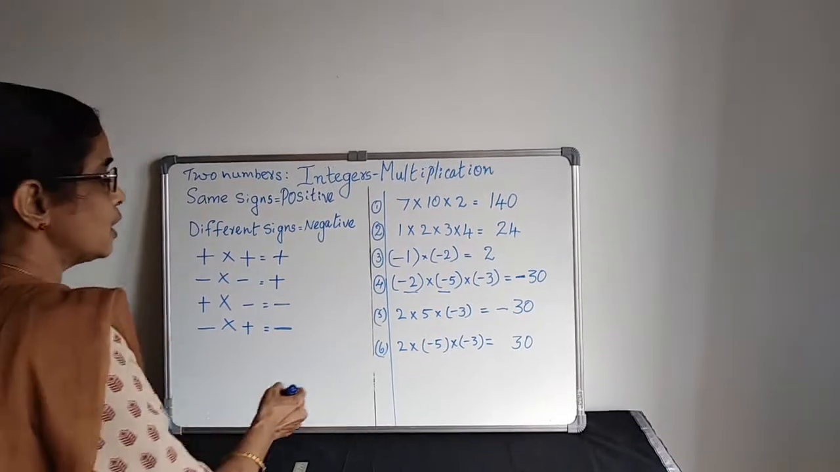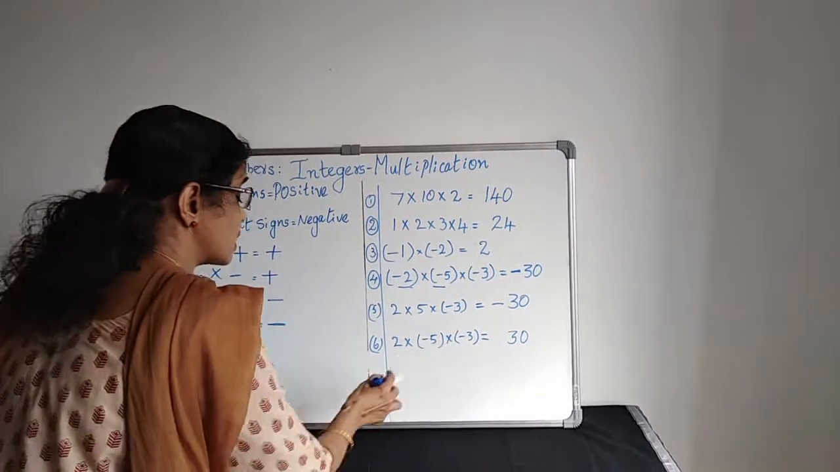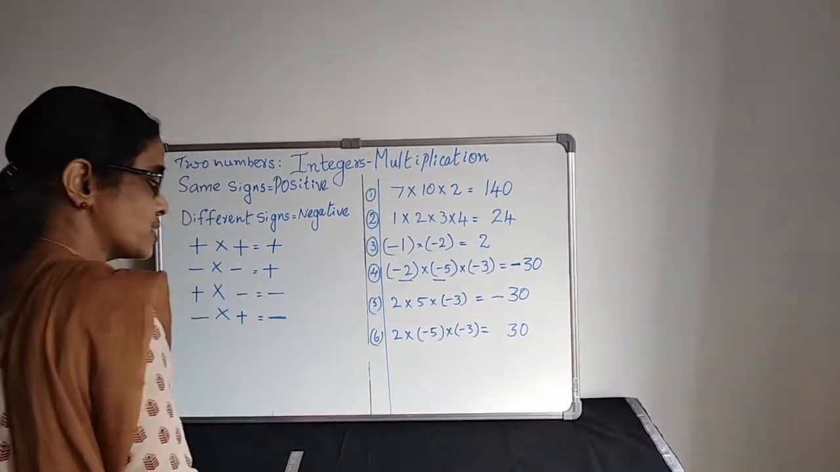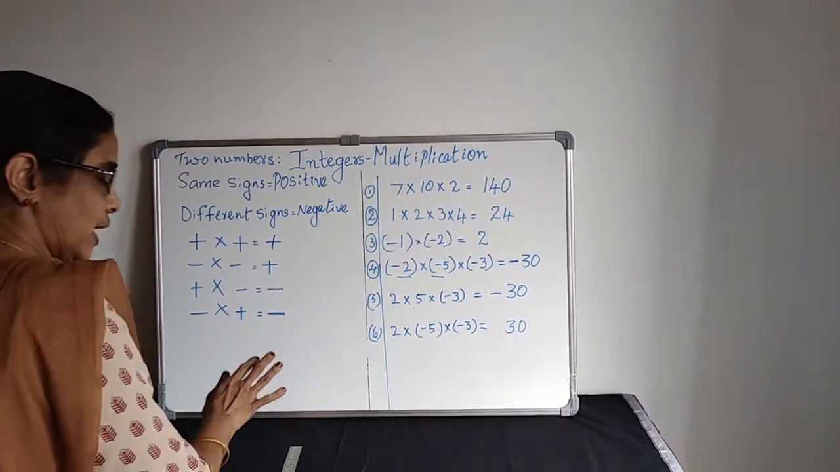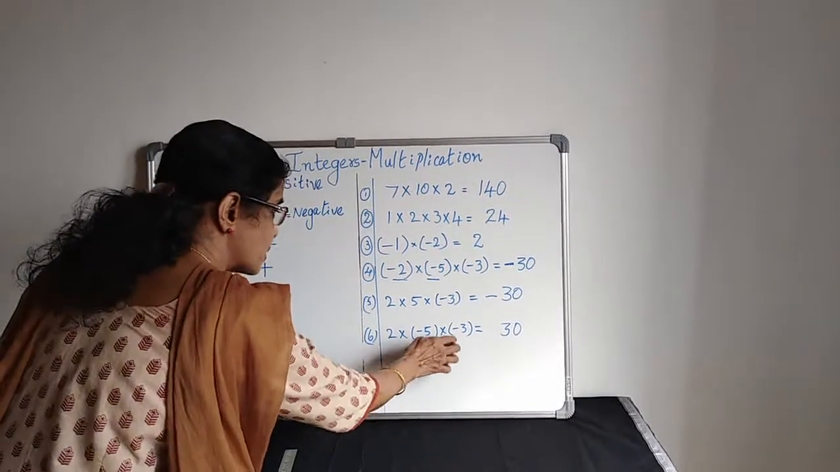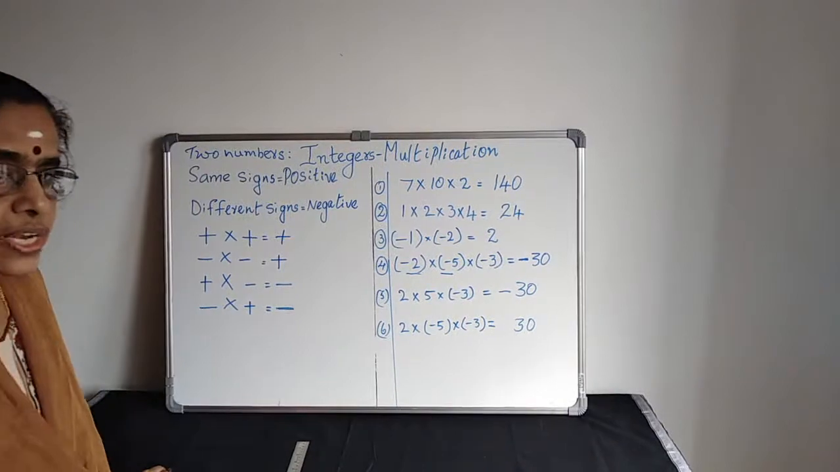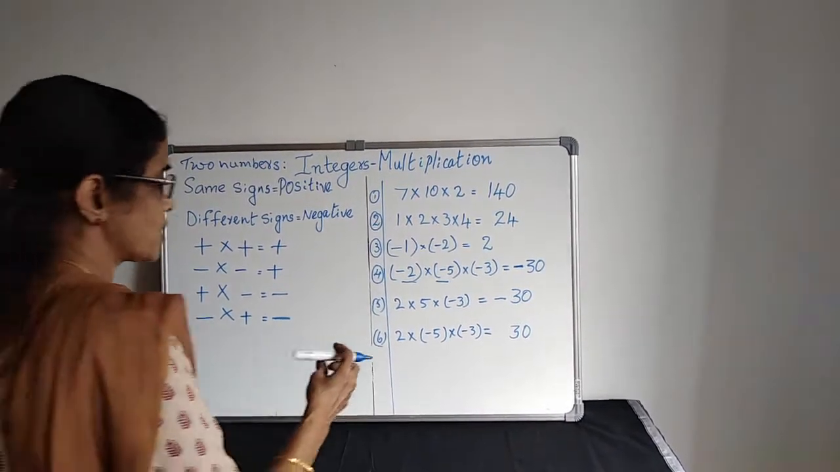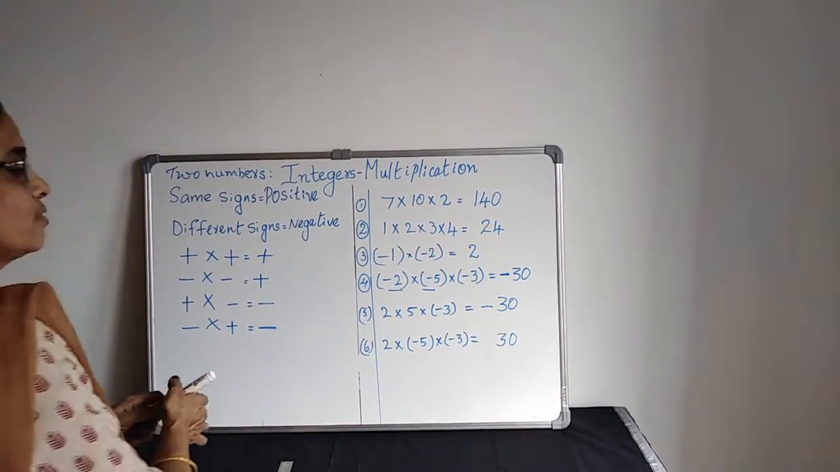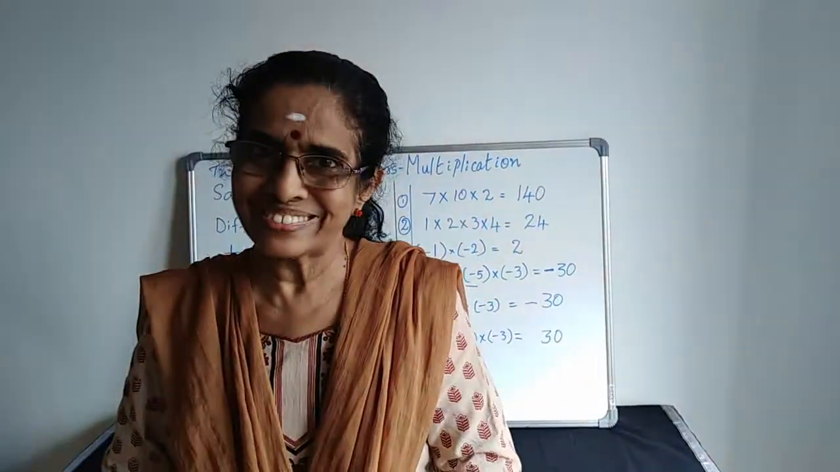The next question. 2 times negative 5 into negative 3. Here also some people are having doubt. Why are we not considering positive numbers? Don't worry. While deciding, the positive you need not consider. Only the negative numbers. How many negatives? Here there are 2 negatives. So, what is the answer? Positive answer. Positive 30. Positive, do we write or not write? No need. We are writing 30. Hope it is very clear now.